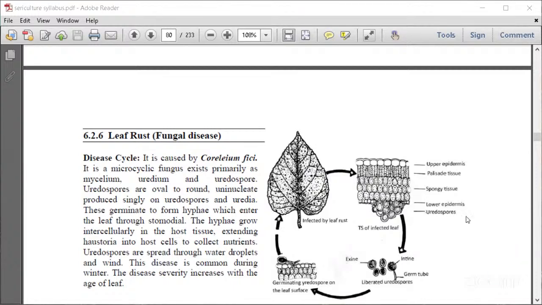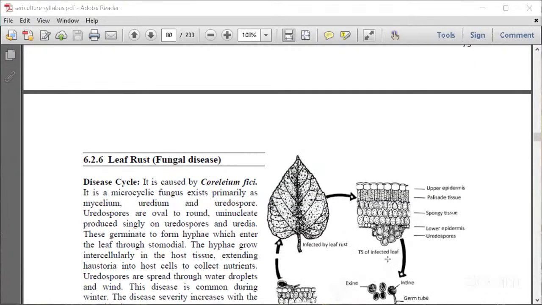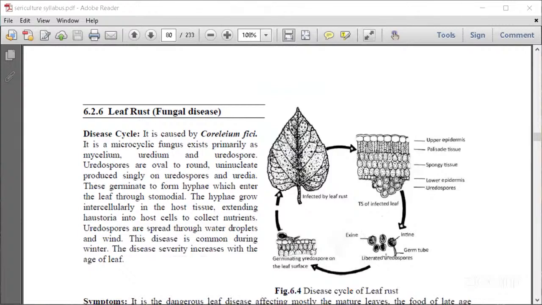Here you can see the transverse section of the infected leaf, how the infected leaf looks like. As I just told you, this is how the iridospores look. See here, iridospores contain a thick exine and thin intine that protect the iridospores. And here you can see the germ tube. Once the liberated iridospores fall onto the host, they will germinate and reproduce like this.